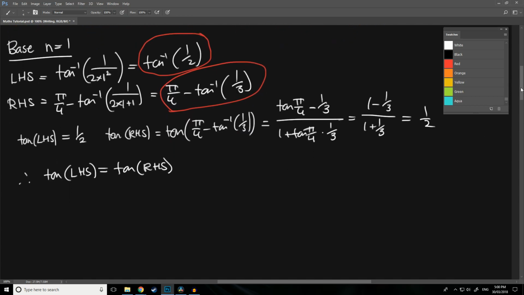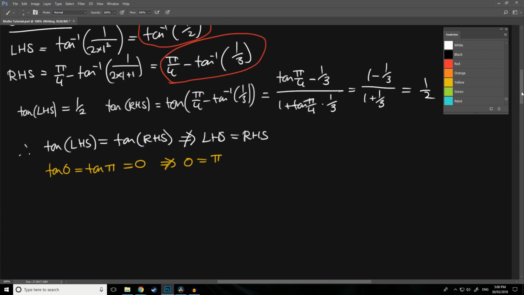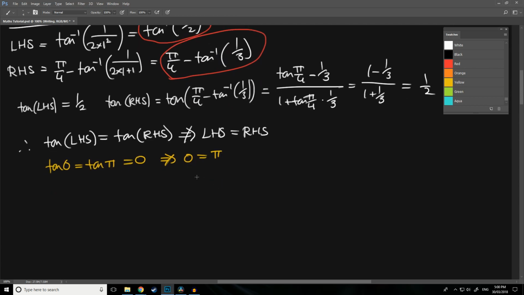So this is a good start, but the problem here is that this does not yet imply that left-hand side equals right-hand side. As a counterexample, tan 0 equals tan pi equals 0, which obviously does not imply that 0 equals pi. That would be wrong. So we're going to have to do a bit more work.